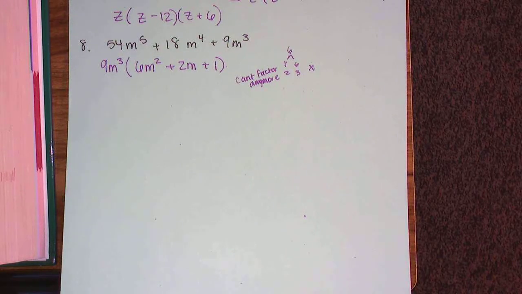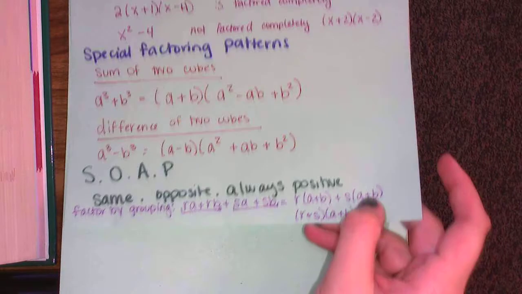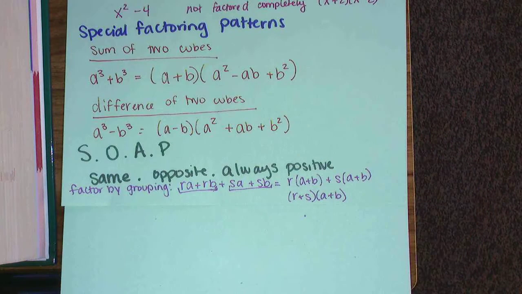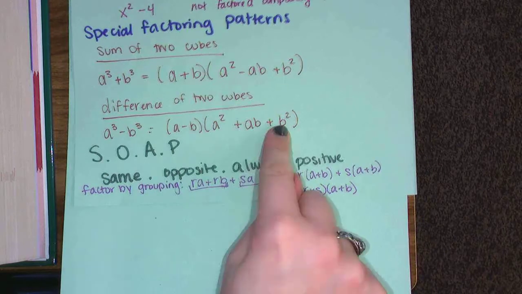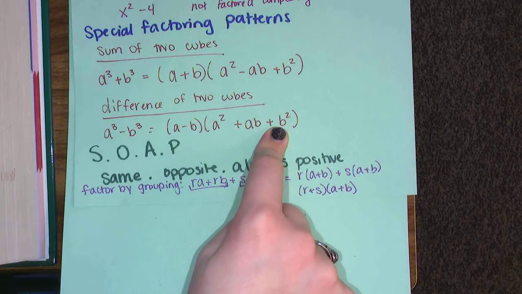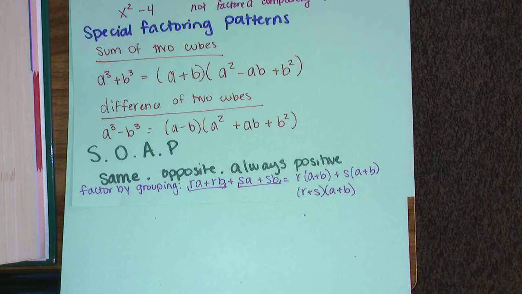Alright, so the next step we're going to look at is the sum or difference of cubes, which you should have written down in your notes, the special factoring patterns for the sum and difference of cubes. Remember SOAP: same, opposite, always positive. That's going to be your hint for your signs. So all you have to remember is what's going here, and if you can remember that, then your signs will just follow. We're going to do a couple of these to make sure we're good with that.